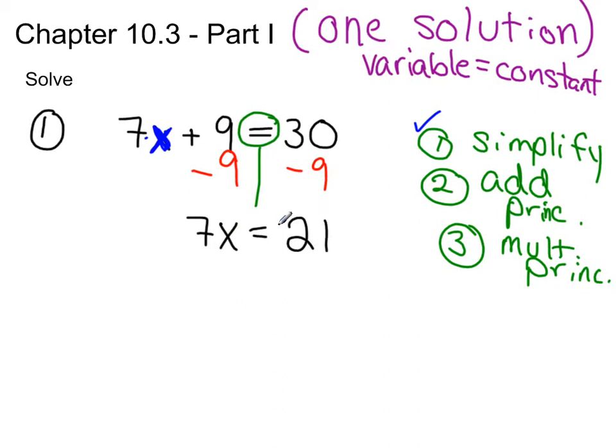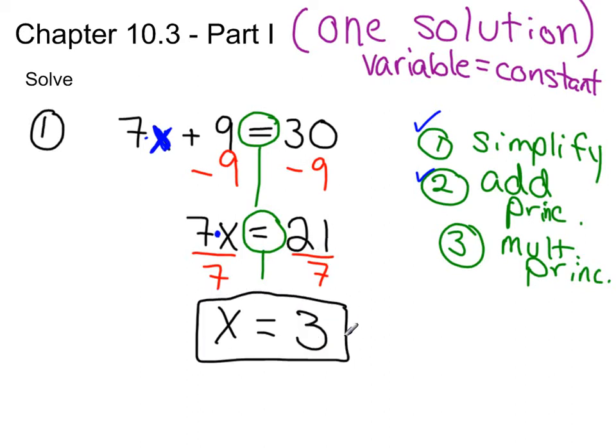So after addition principle, because there is no more addition or subtraction going on, we'll head to multiplication principle. We have 7 times x. So we want to undo it. And the opposite of multiplying is dividing. And what we do to one side, we must do the same to the other side. So now we're left with x, because 7 divided by 7 is 1. 1 times anything is just x. And 21 divided by 7 is 3. And there's our one solution.